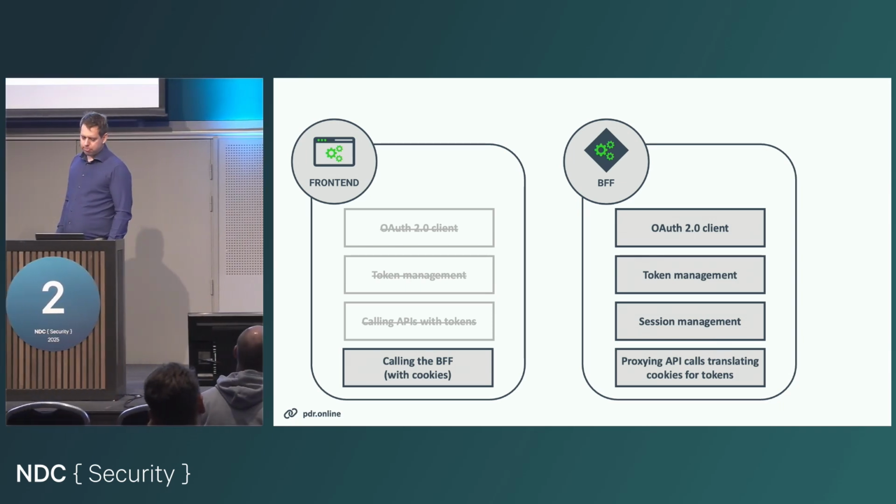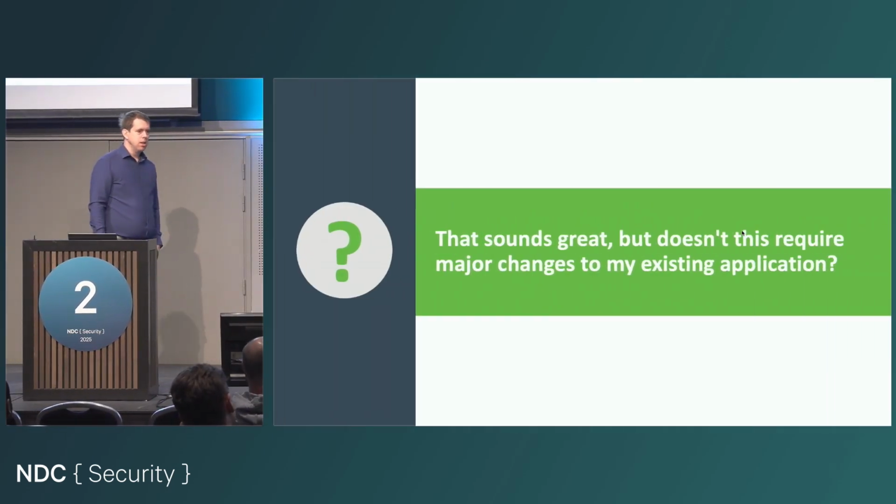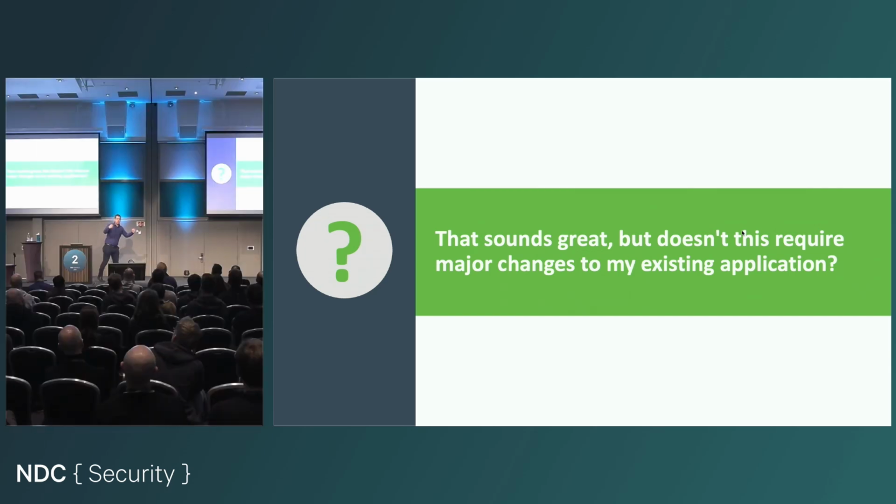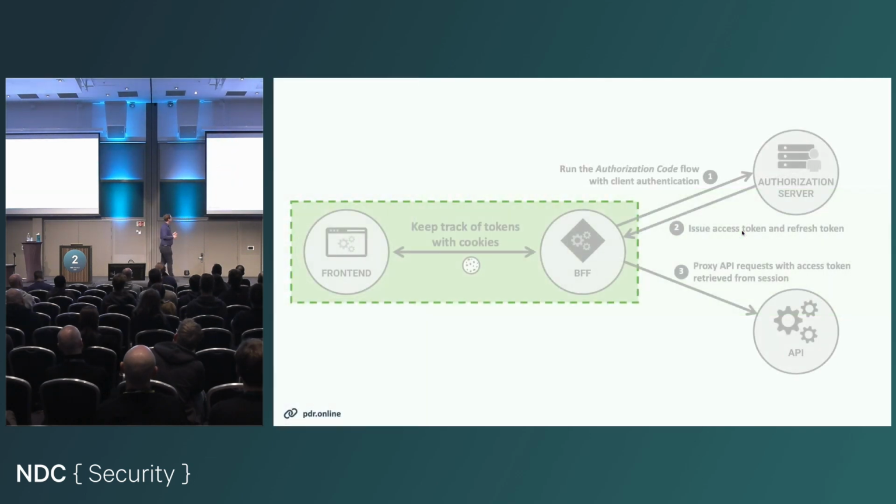All right. Sounds great, right? For security perspective, it's like, yeah, BFFs. But does it require a lot of changes? No, actually it doesn't. So in practice, the API doesn't change. Why? Your API receives a call with an access token. Guess what? Your API receives a call with an access token. 0 changes to the API.